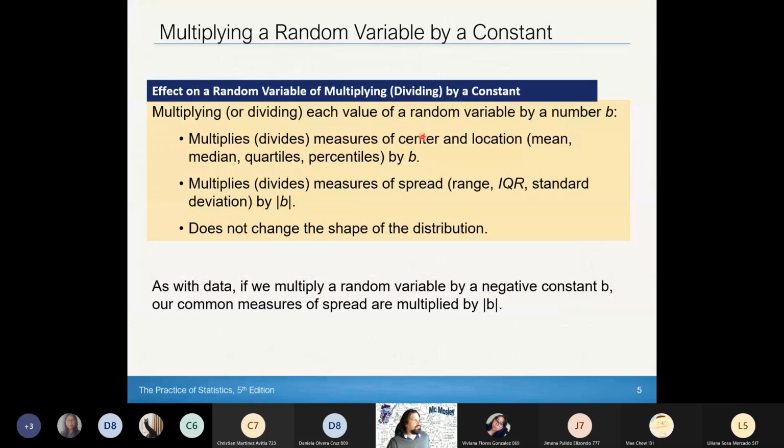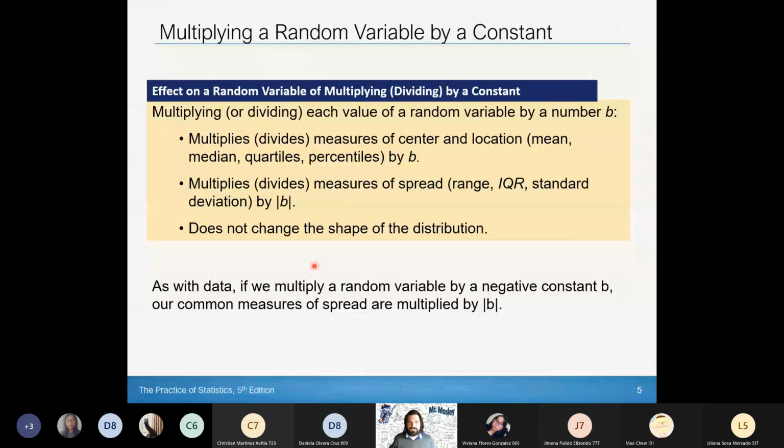And to summarize that, the effect on a random variable of multiplying or dividing by a constant: multiplying or dividing each value of a random variable by a number b multiplies or divides measures of center and location, mean, median, quartiles, percentiles, by b, and multiplies or divides measures of spread, range, IQR, standard deviation, by the absolute value of b. It does not change the shape of the distribution.